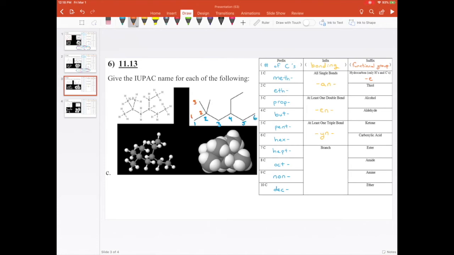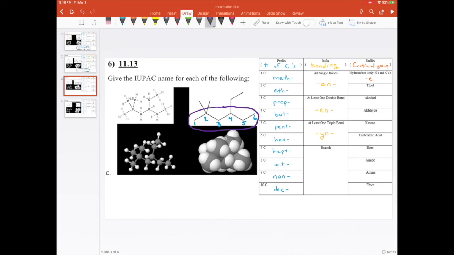1, 2, 3. 1, 2, 3. 1, 2, 3, 4, 5, 6. Or even 1, 2, 3, 4, 5, 6. Looks like no matter how you number it, the longest chain you can find is 6 carbons long. Now we had more than one of these, any one you choose will lead you to the correct answer. I'm going to choose the one in blue that goes from left to right.